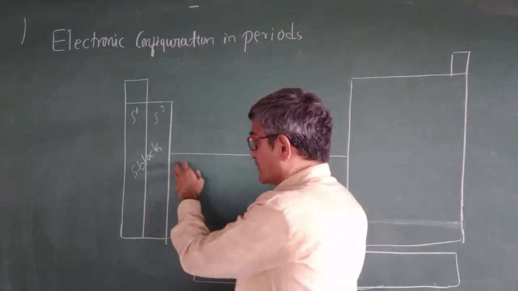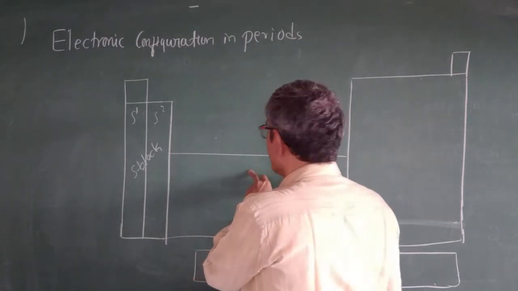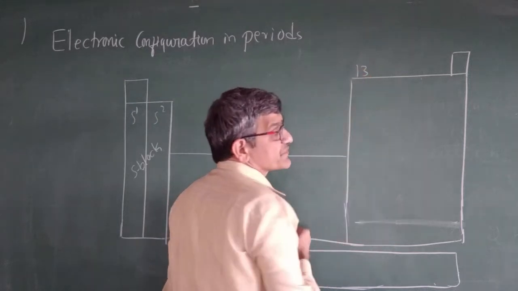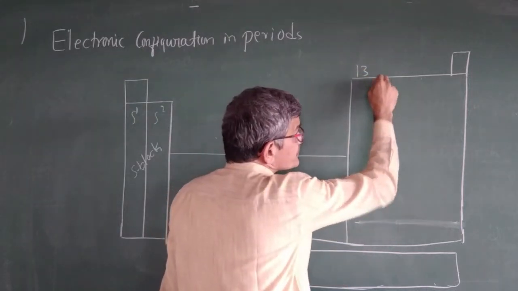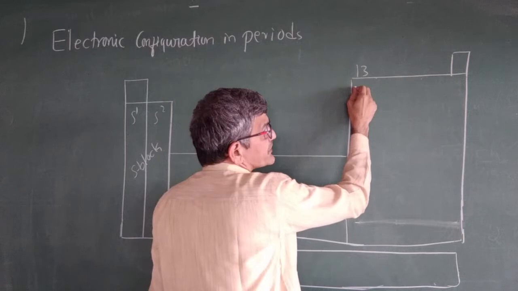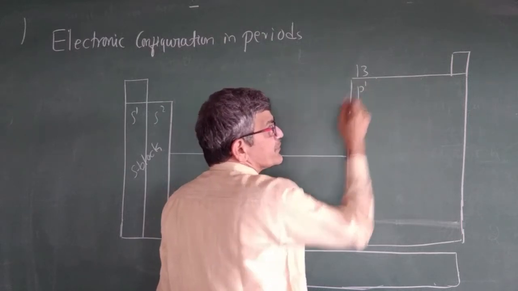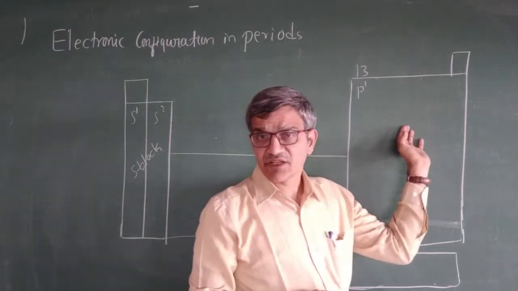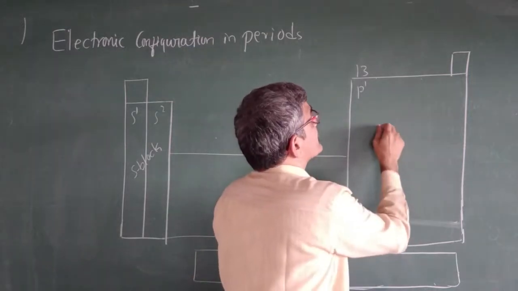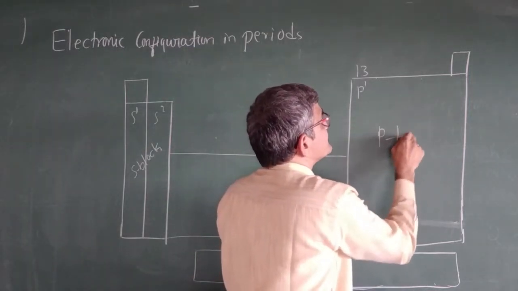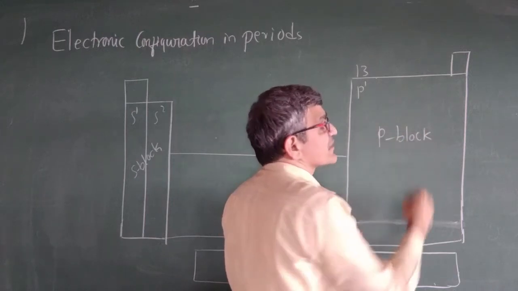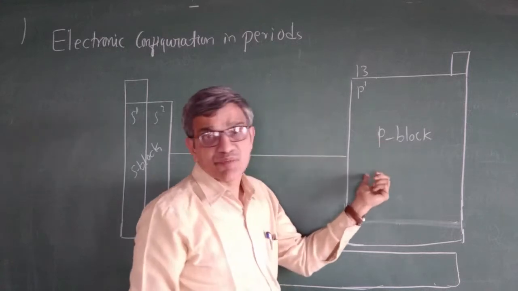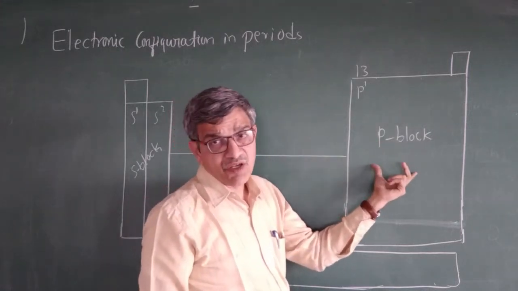Next, the third, here comes 4A. If you go here, there is the 13th group. In the 13th group the general electronic configuration is p1. The electrons are entering the p orbitals. Hence it is called a p block element. All the elements have their outermost electrons in the p orbital, so that is a p block element.